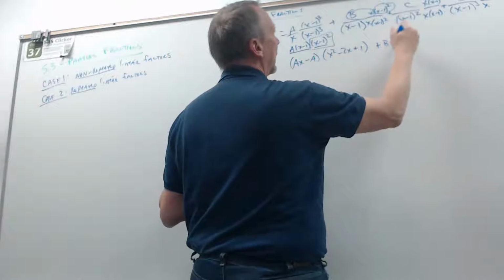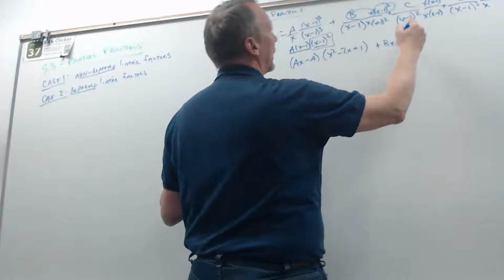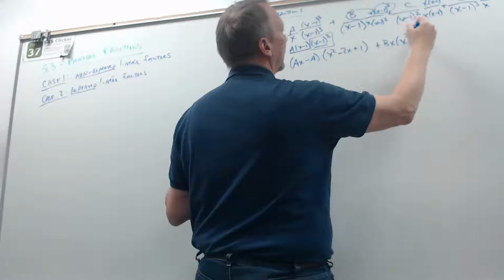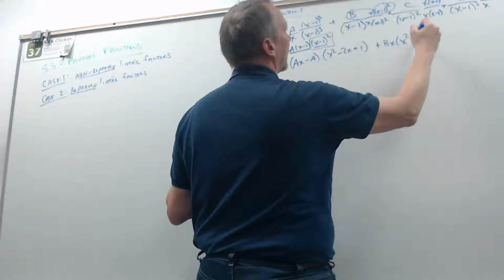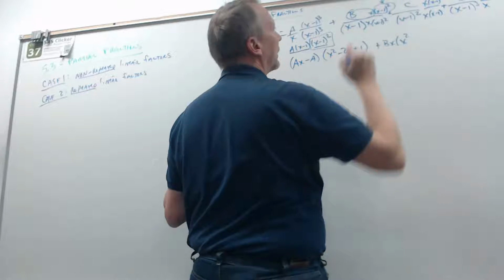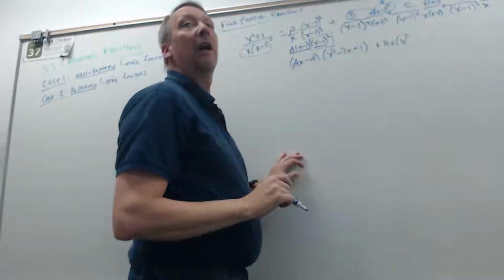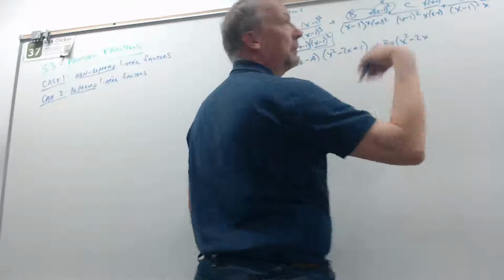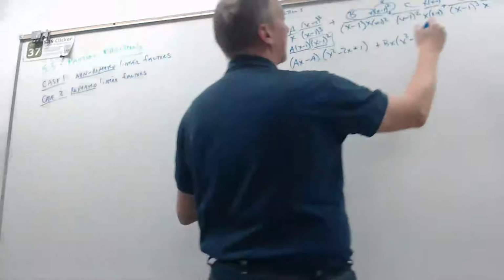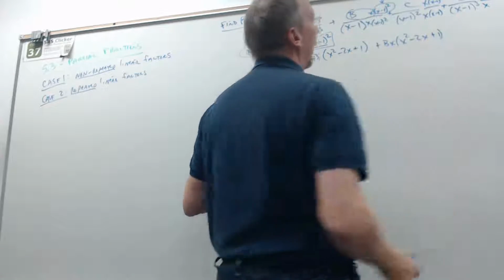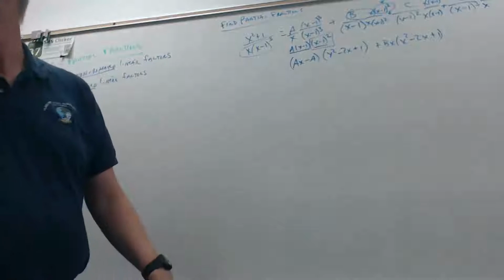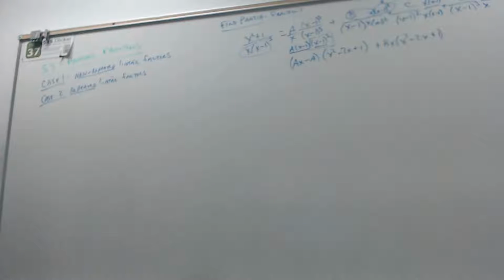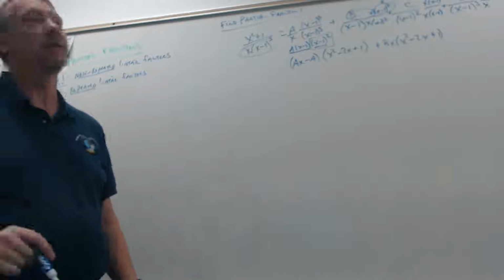Plus bx times x squared. Just this piece here. Yeah, that's what it is. Oh, x squared minus 2x. Forget the b for a minute. We're not doing the b yet. 2x plus 1, right? And then couldn't we just do that to do cx? Why don't you do that one? I can just do it in my head if you want me to.